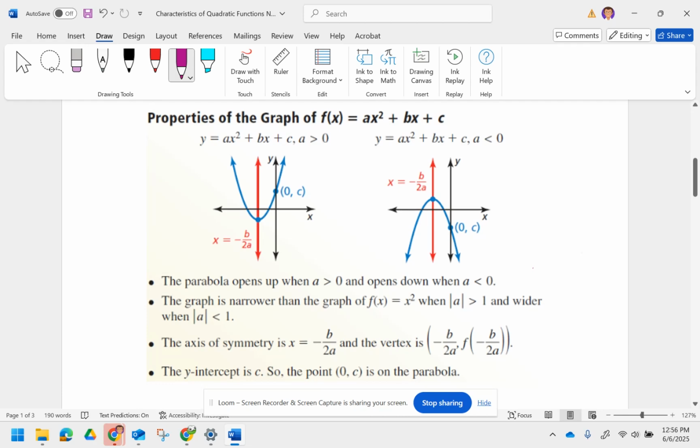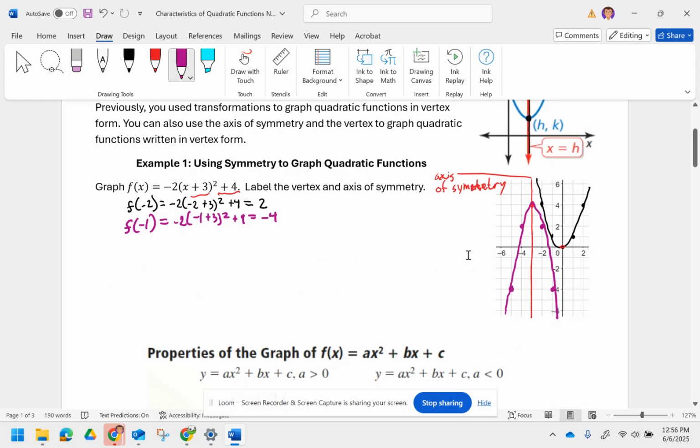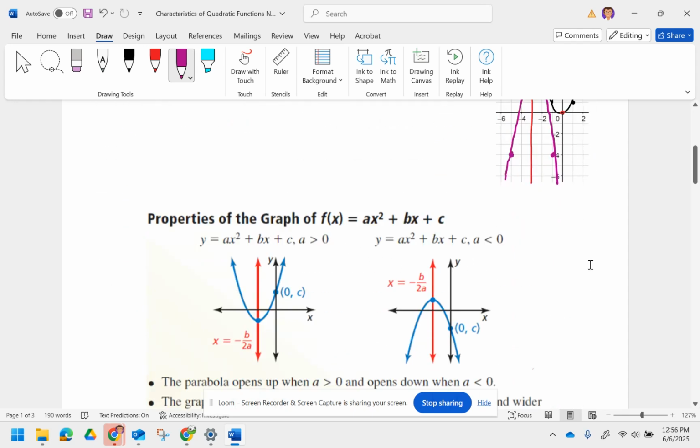All right, so what if it's not in that vertex form, as we called it? The vertex form makes it super easy for us to identify the exact location of the vertex. What if it's written in standard form? It might be a bit harder to find the vertex of this. It is a little bit harder, but it's not super hard.